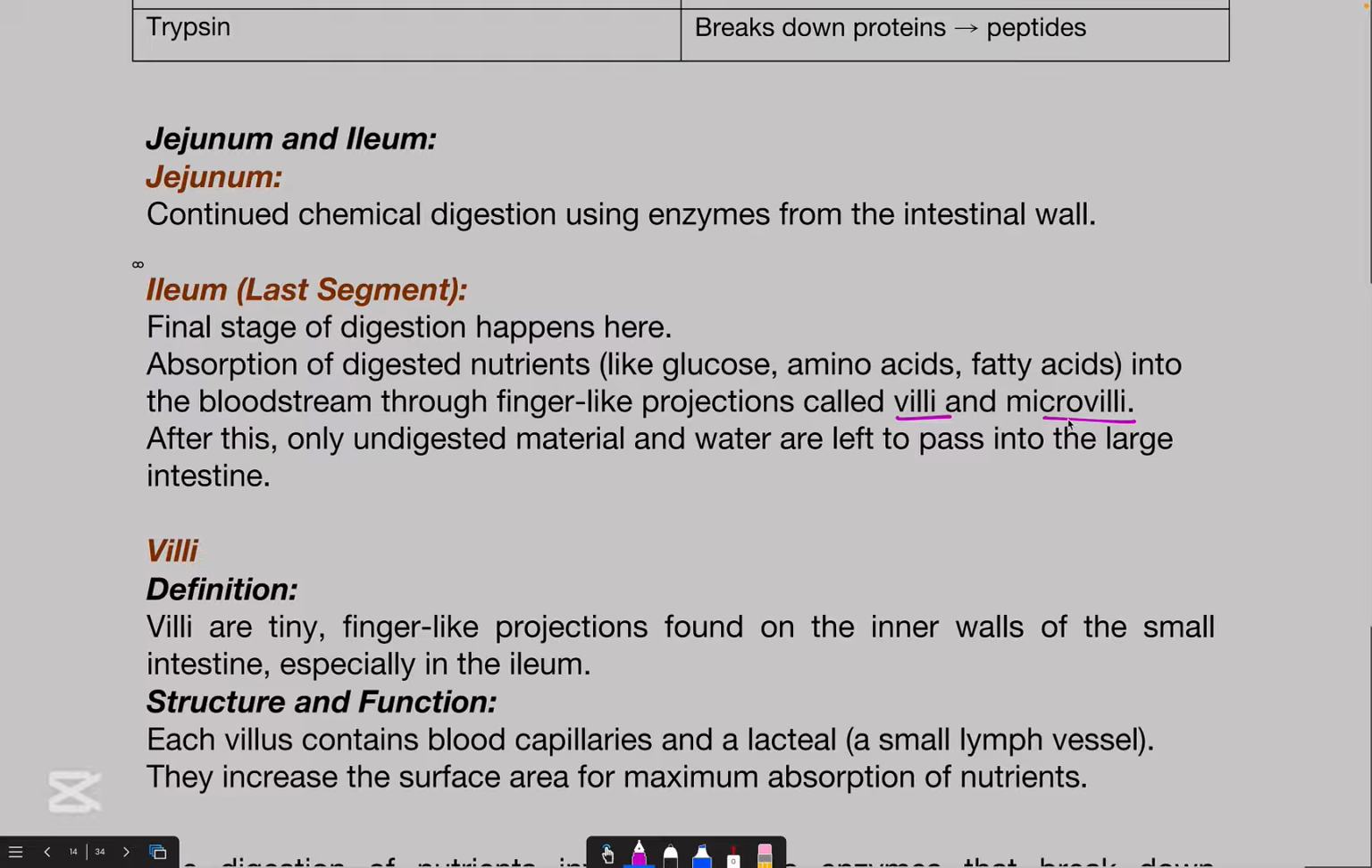After this, only undigested material and water are left to pass into the large intestine. So there's no digestion that takes place in the large intestine. It's more like a storage place where undigested material and water pass into. So they may ask you which part of the small intestine particularly does absorption or digestion, and it is the ileum. Are you getting it?